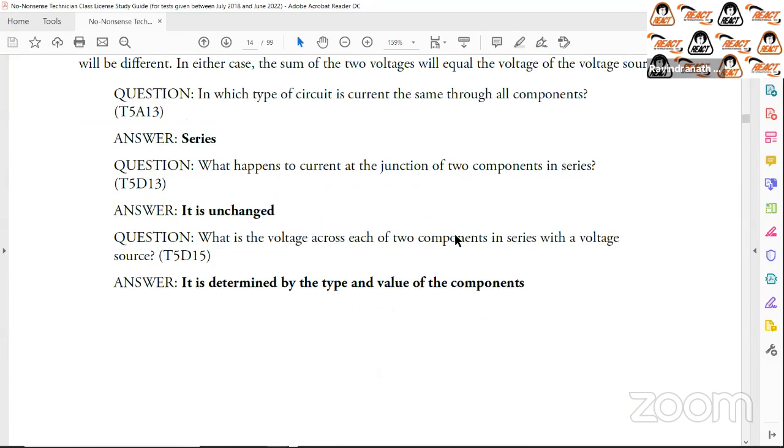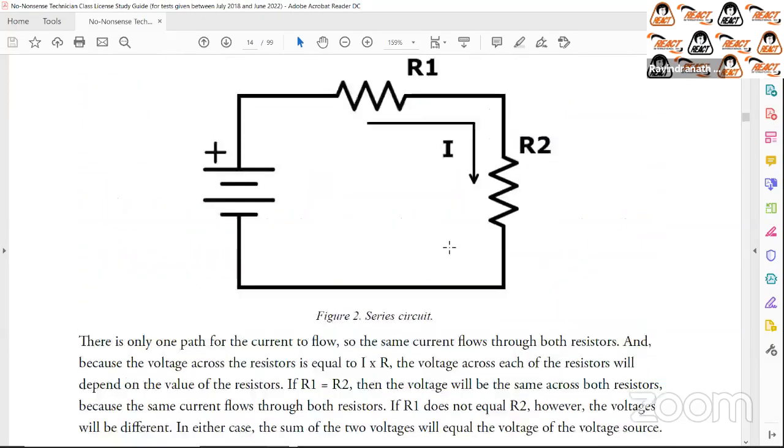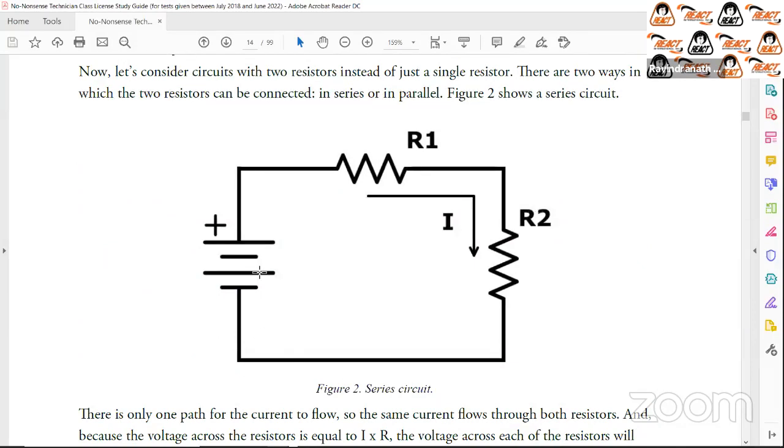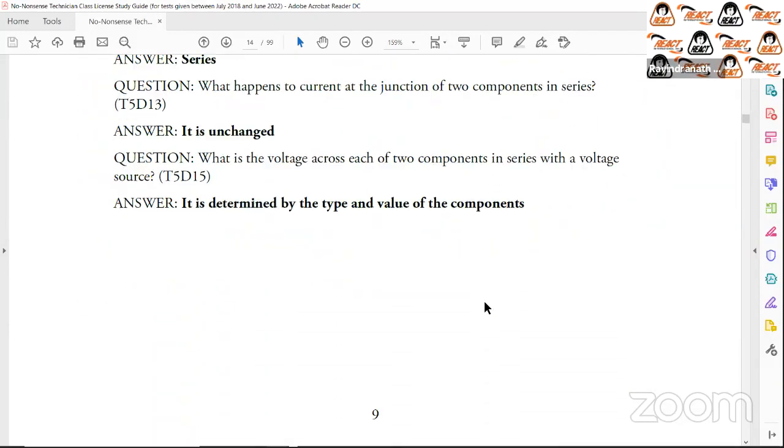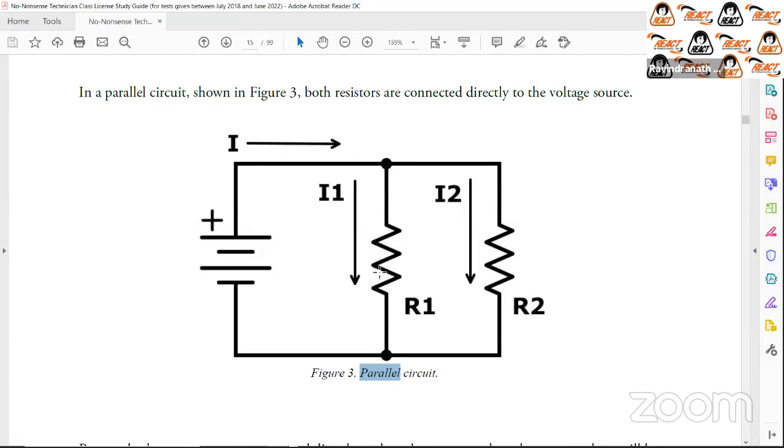So whereas in the series circuit, the current is the same throughout, but the voltage is different, it's the opposite with a parallel circuit. Meaning that the current is divided and the current flow is dependent on the value of the resistance, but the voltage is the same. All right?